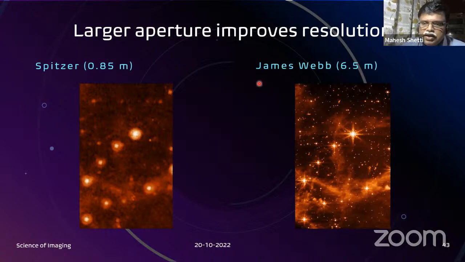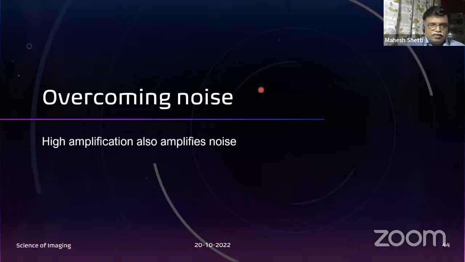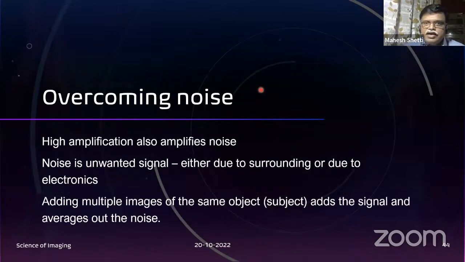So now, how does one overcome the noise? High amplification will cause noise. Noise is unwanted signal, either due to the surroundings or due to electronics. We saw that adding multiple images of the same object will add up the signal, and it will average out the noise, because noise is not going to be perfect. Sometimes at one point of time the noise will be high, and at another point, if I click the picture again, the noise is going to be low, and effectively it will average out.